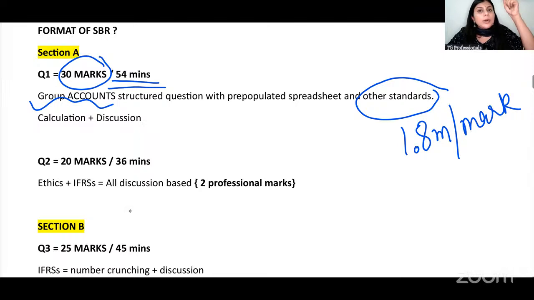This one will include a pre-populated spreadsheet. Now, this is something that I will show you once we start with group accounts. There's no point of showing this right now. It's been 1 year. It was introduced in September 2023.